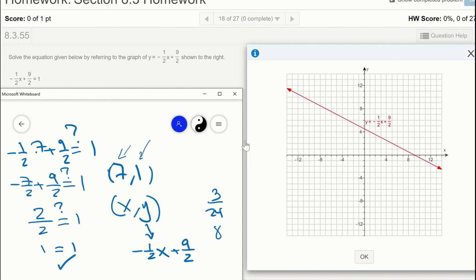So we can see the solution is going to be the x coordinate, which is 7. So the solution here would be x equals 7. We put it in our solution set, like so, and we're done.